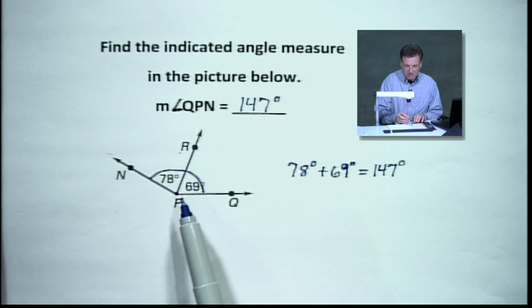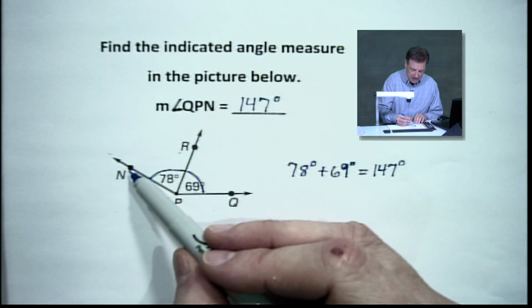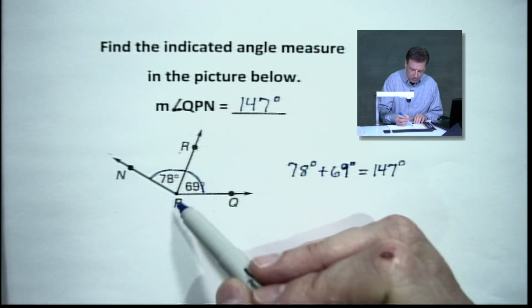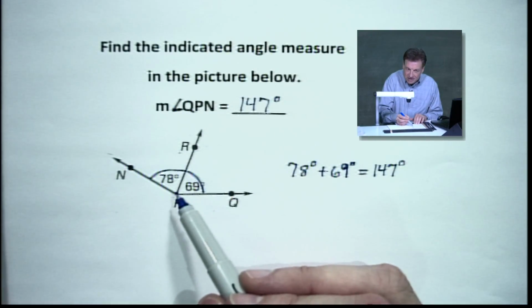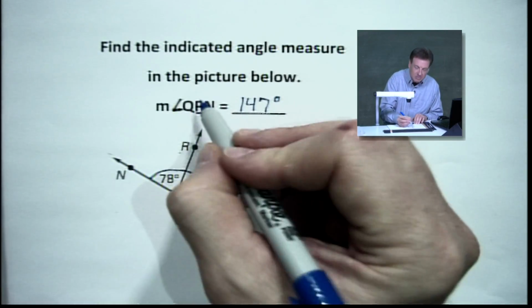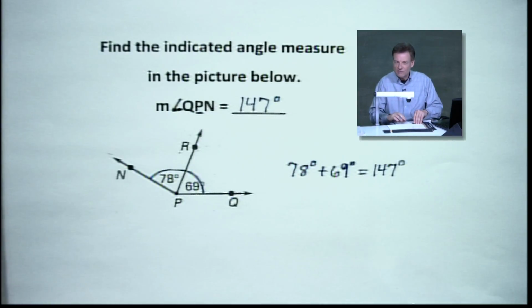And by the way, some of you say, well, Ernie, how would we have named those small angles? How about NPR and QPR? Again, notice I put P in the middle each time. Here, P is in the middle because that's your vertex. So don't forget, that's how they work.